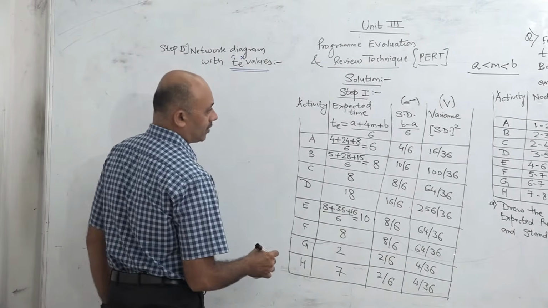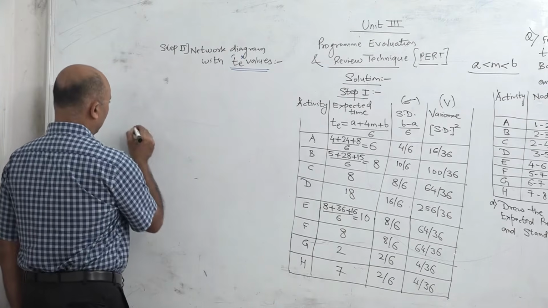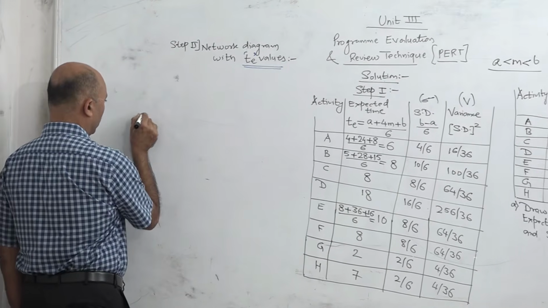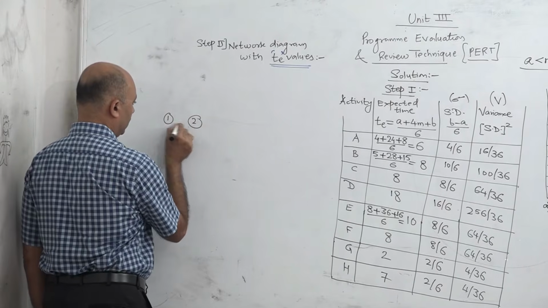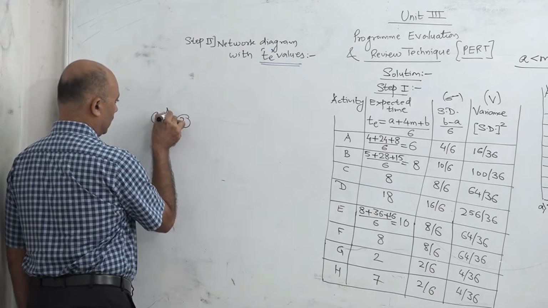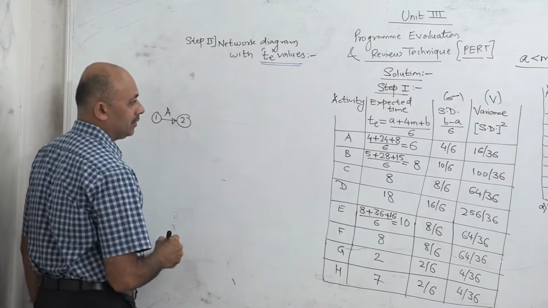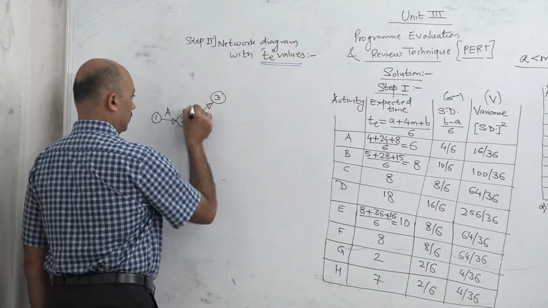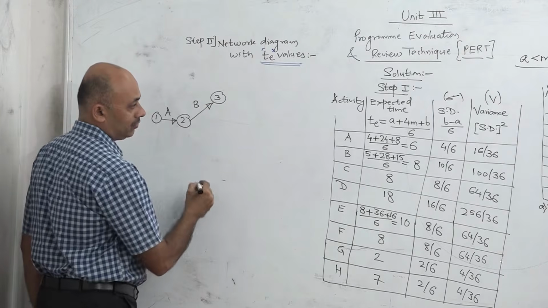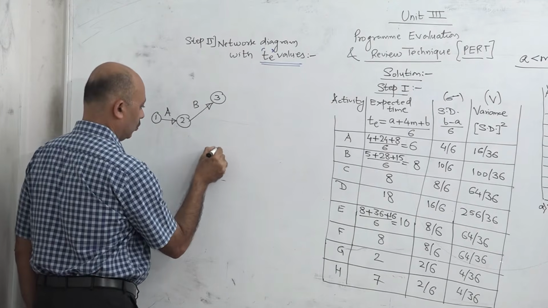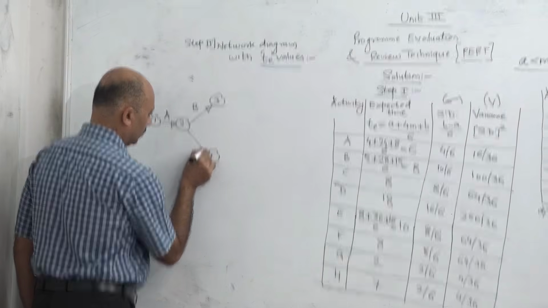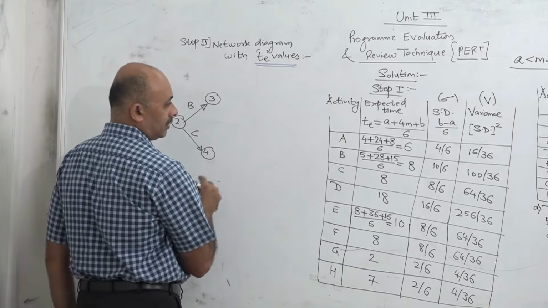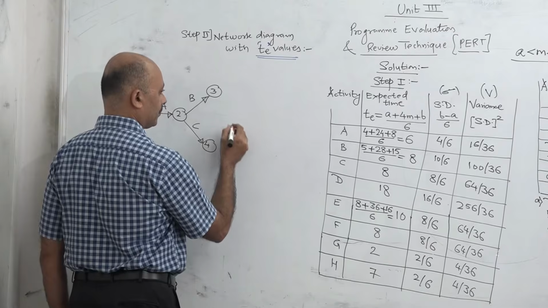Now the nodes of the network are given. So it's a nodal relationship network. Activity A is 1, 2. Then B is 2, 3. Then C is 2, 4. Then D is 3, 5.